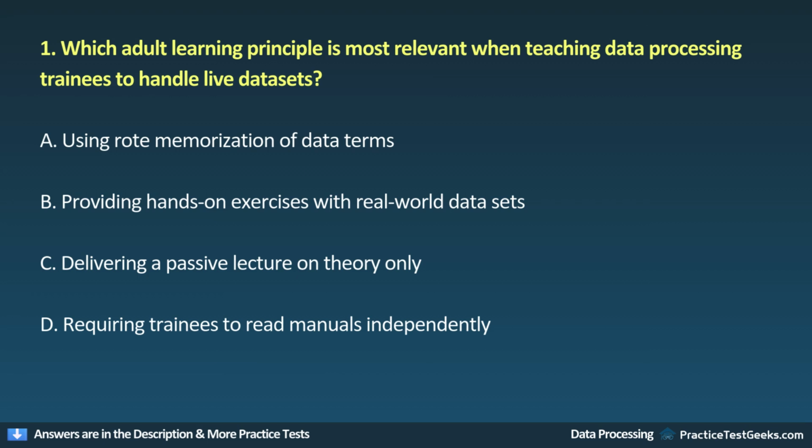1. Which adult learning principle is most relevant when teaching data processing trainees to handle live data sets? A. Using rote memorization of data terms. B. Providing hands-on exercises with real-world data sets. C. Delivering a passive lecture on theory only. D. Requiring trainees to read manuals independently.